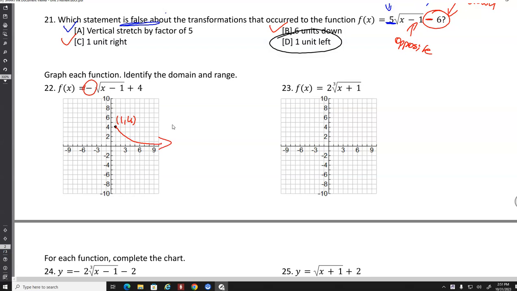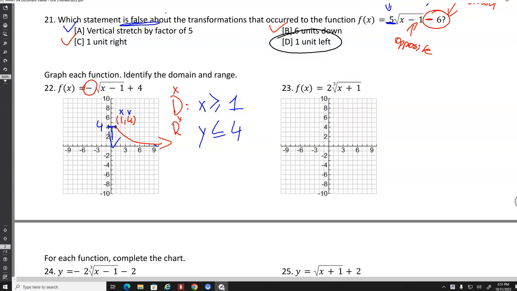Now, it is asking you for a domain and a range. So again, domain is the x-axis and range is the y-axis. So for domain, that's your x, that's your y. It starts at 1, and it travels to the right. So x is going to be greater than or equal to 1 because we are traveling to the right. Now for range, it starts at 4, and that's a y value. And its function is below that 4. So it's going to be y less than or equal to 4.